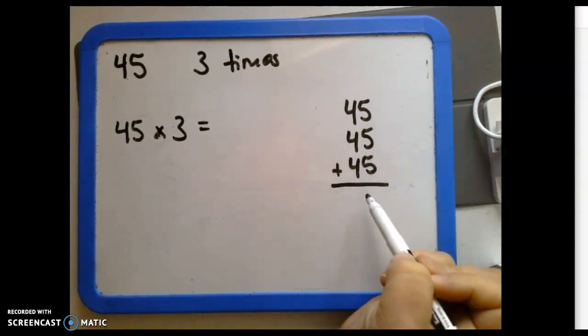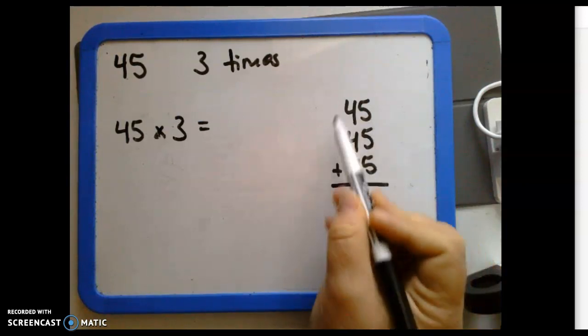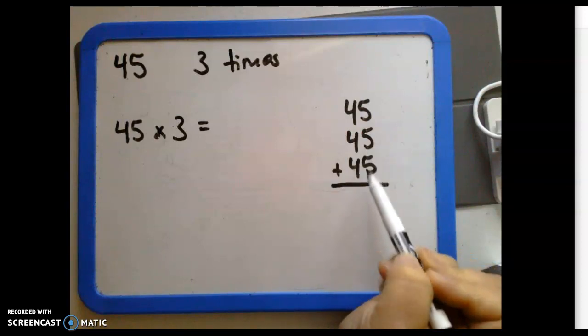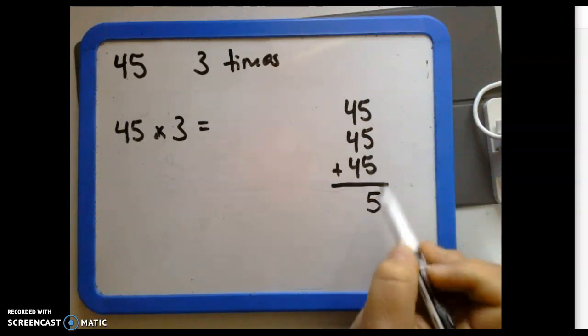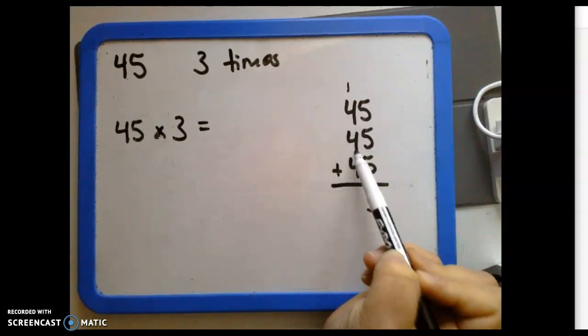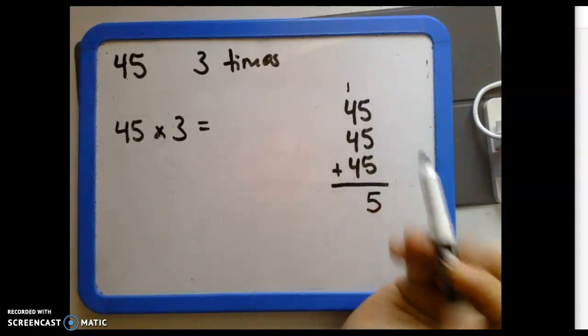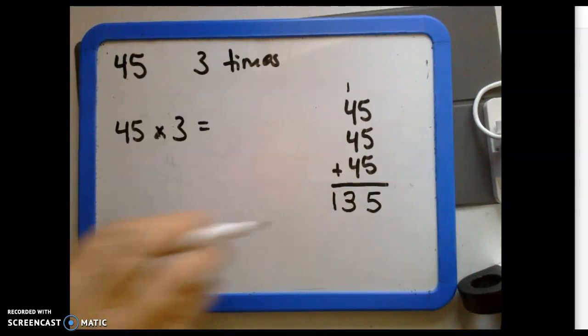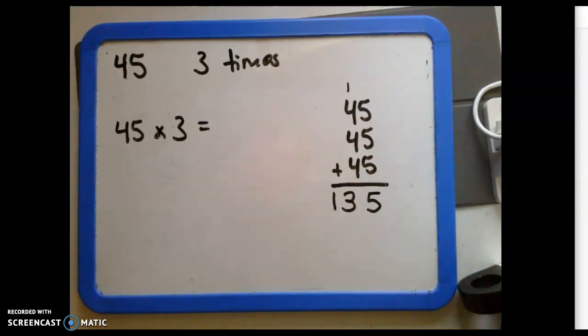So let's use our repeated addition. I've stacked my numbers to show their place. 5, 10, 15. Regroup my 1. 4, 8, 12, plus that 1 is 13. Okay, so he should have played 135 minutes on Saturday.